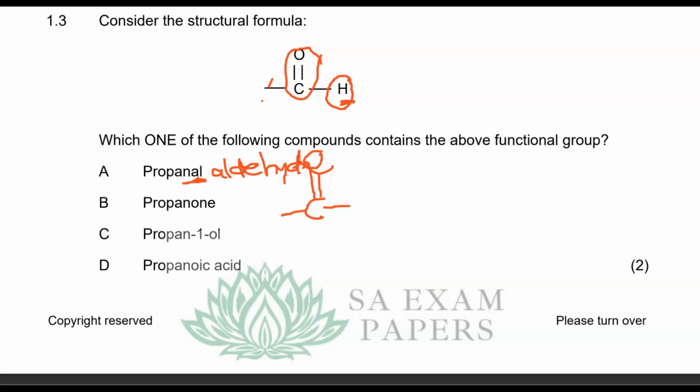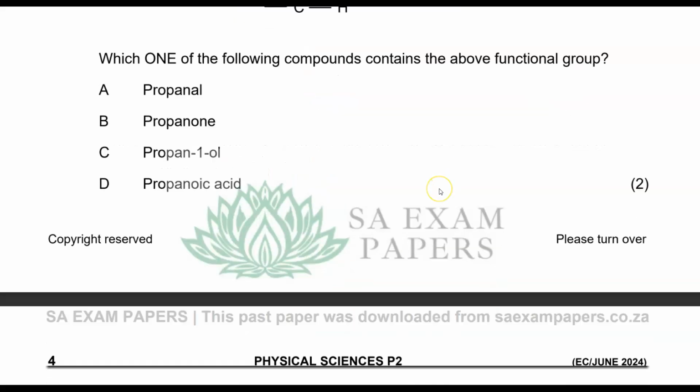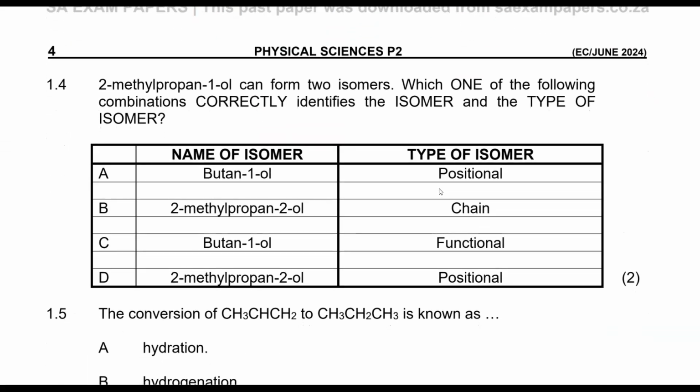Let's move on to the next question. The next question is: 2-methylpropan-1-ol can form two isomers. Which one of the following combinations correctly identifies the isomer and the type of isomer? I think what we need to know first is the different types of isomers. Positional isomers is just you moving a functional group like an OH along, right? So from this position to another position, that's a positional isomer.